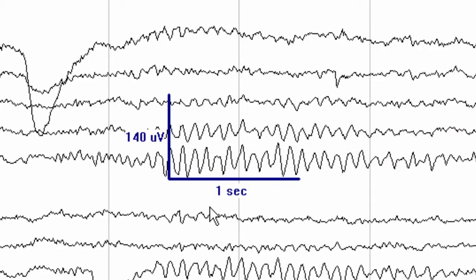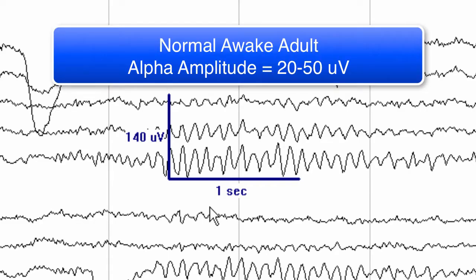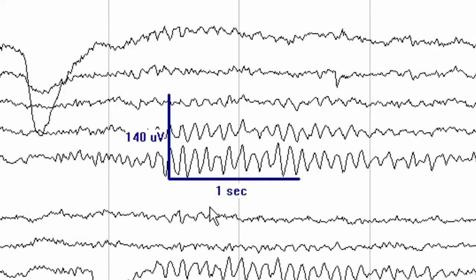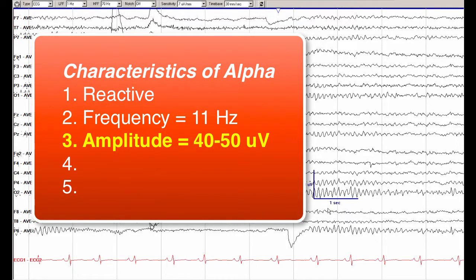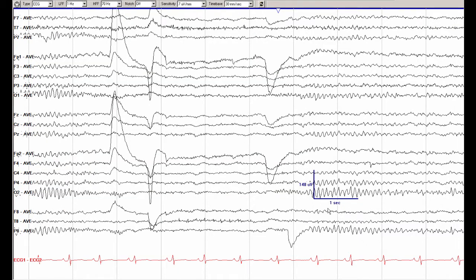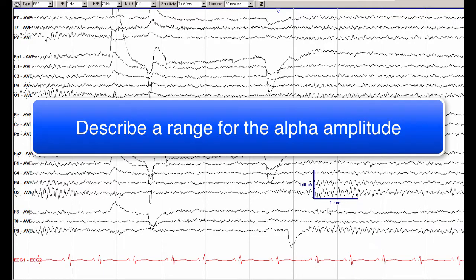The normal amplitude for an alpha rhythm in an awake adult is between 20 and 50 microvolts, and so we can say that this patient has a normal voltage alpha rhythm. Thus, we have been able to add one further characteristic to our description of the alpha rhythm, in that it has a normal voltage between 40 and 50 microvolts. It is common for the amplitude of the alpha rhythm to vary throughout the recording, and so in the report I would recommend outlining a range of amplitudes in which the alpha rhythm most often fits.